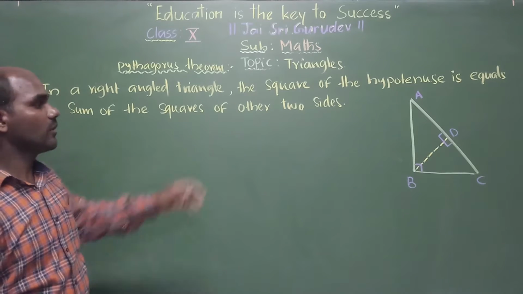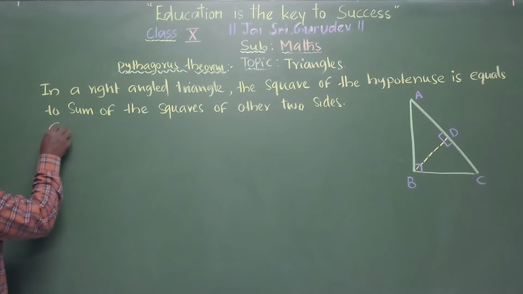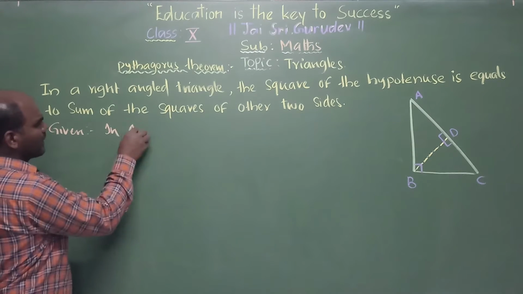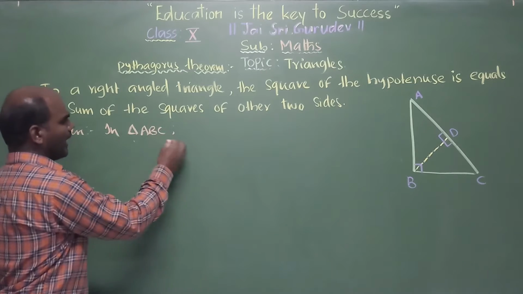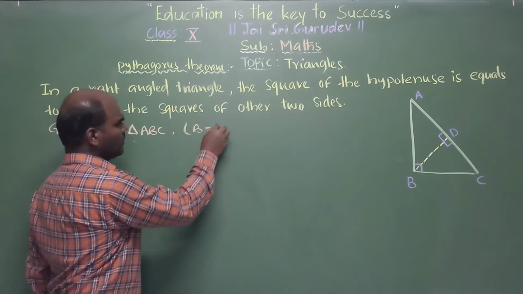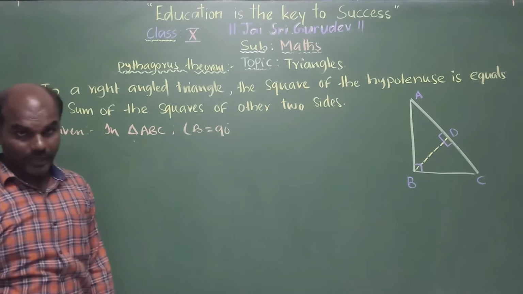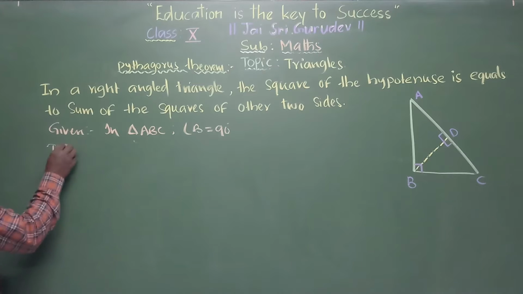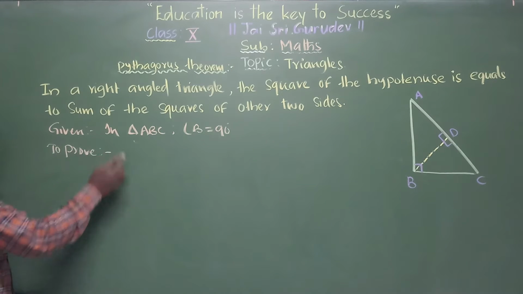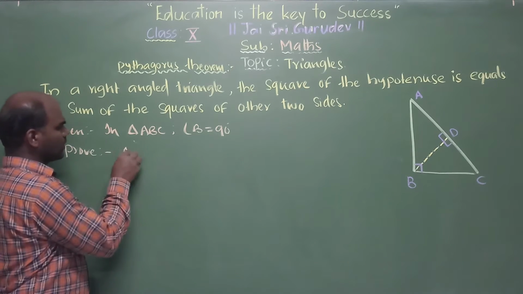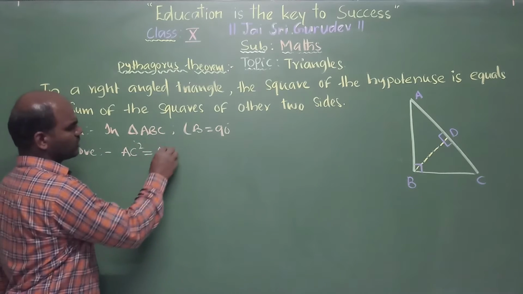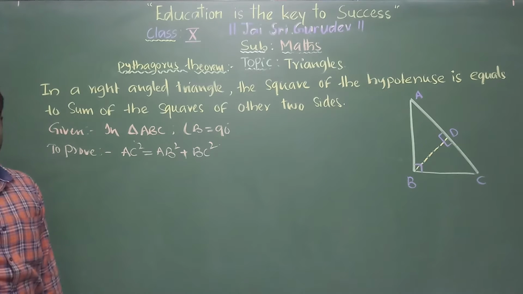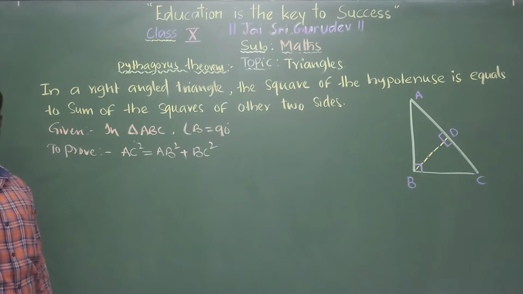To prove this, first you have to write the given. So in triangle ABC, angle B is equal to 90 degrees. That's the given. To prove: what do you want to prove, children? AC square is equal to AB square plus BC square. That is what is required to prove for us.